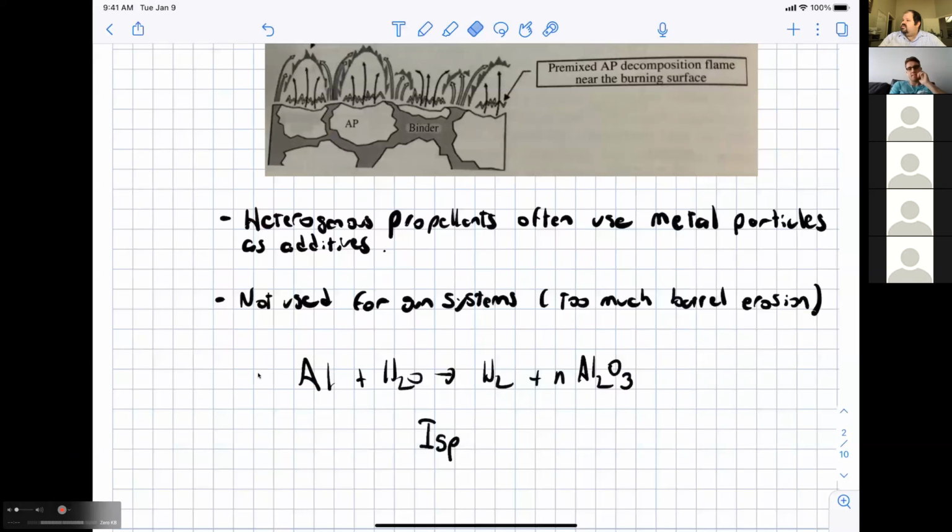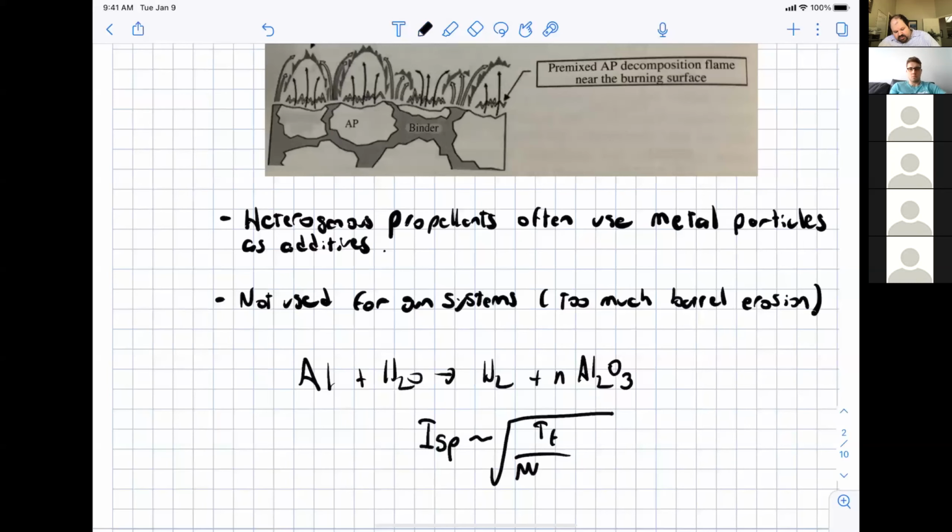So if you consider the burning of aluminum, it will burn with water vapor to produce hydrogen and some amount of Al2O3. This is condensed phase. This is a very light product. So if you look at the specific thrust, which is related to the performance of a rocket motor, that scales with the square root of the flame temperature divided by the molecular weight of the products.